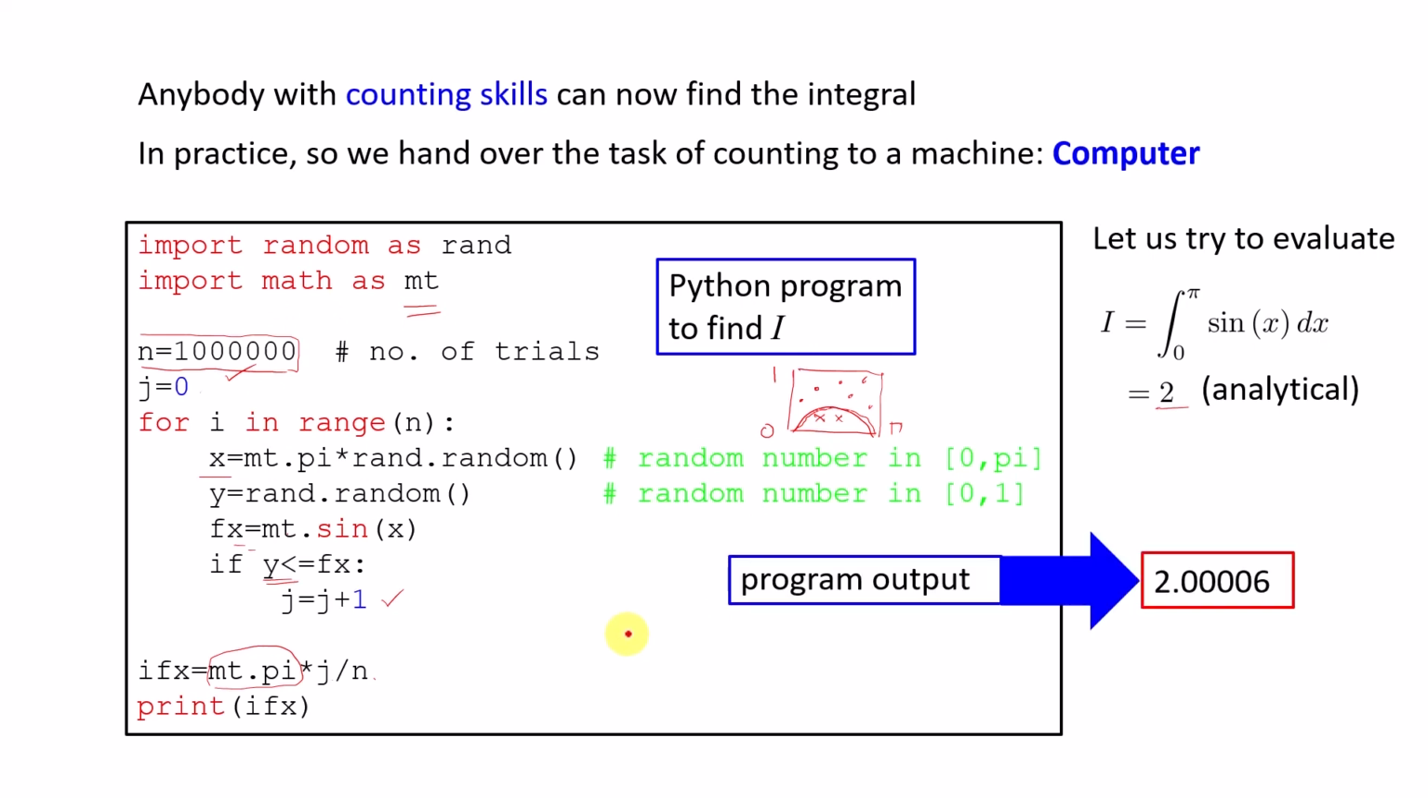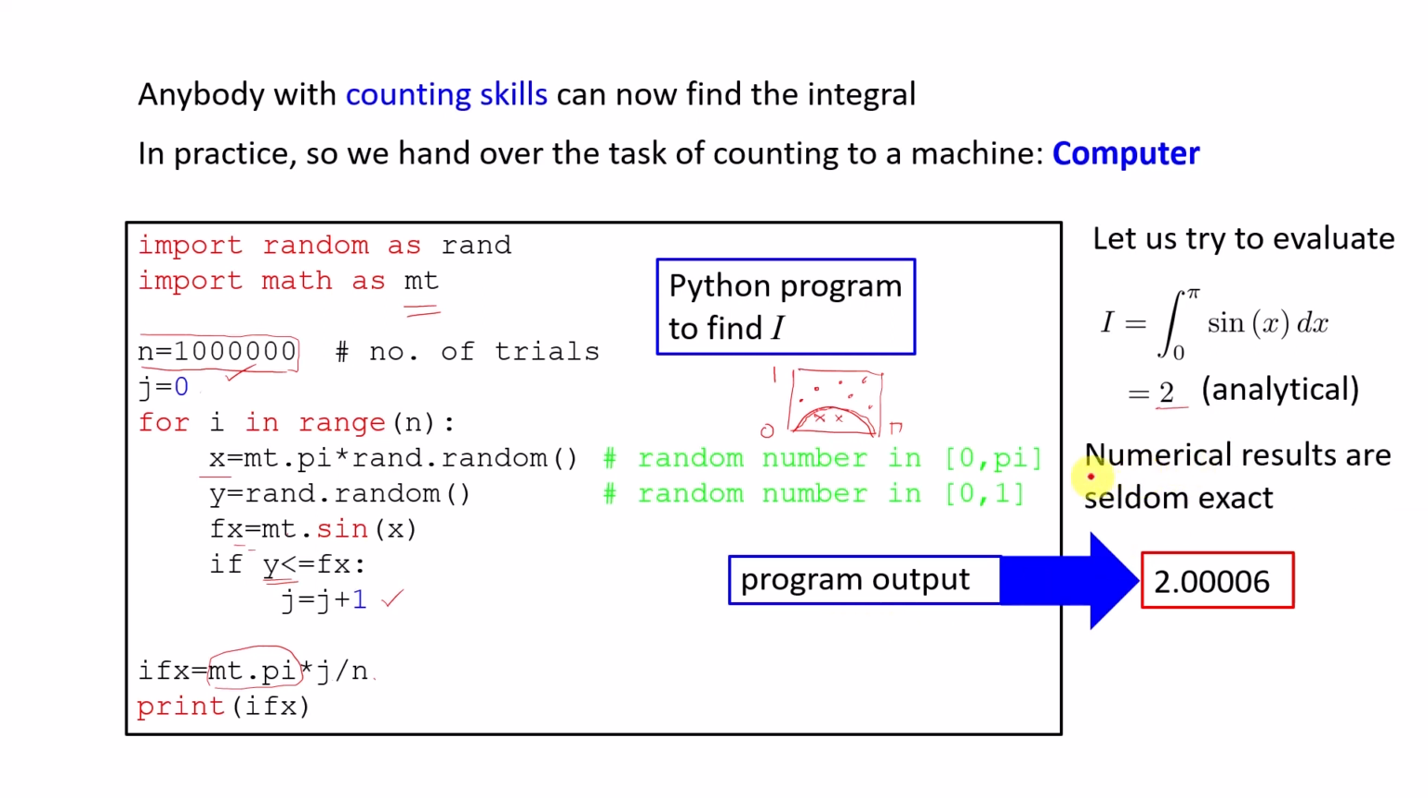If you do so, you will see the program will give you an output of 2.00006. Now you will say that, well, I have done so much work, but it is not giving me an exact solution. There is a 6 hanging here. Well, that is something we have to live with, because now we have reduced the integration problem to a counting problem. We have to live with some inaccuracies, and that is inherent in numerical methods.